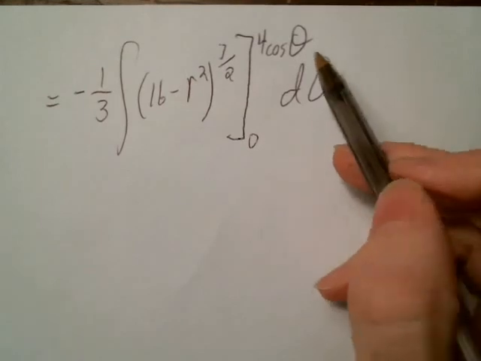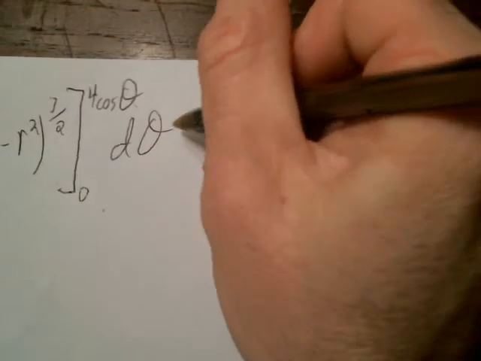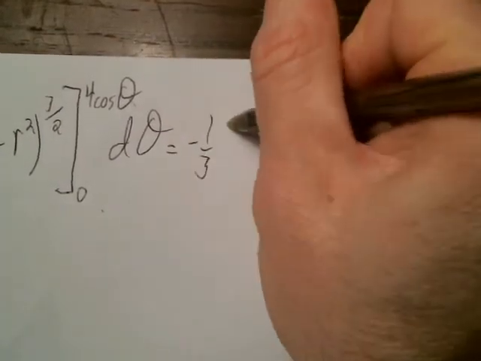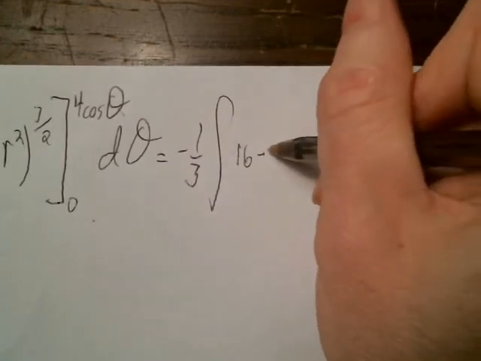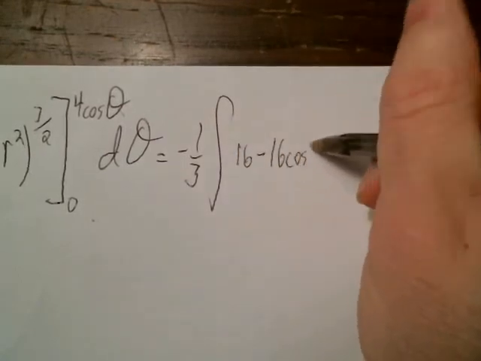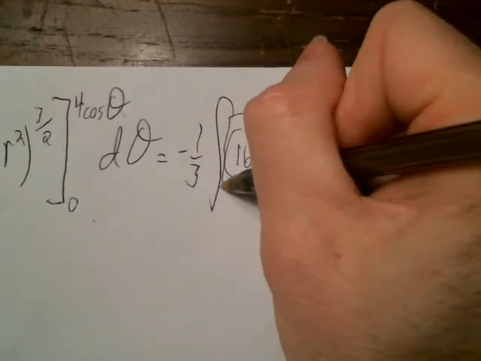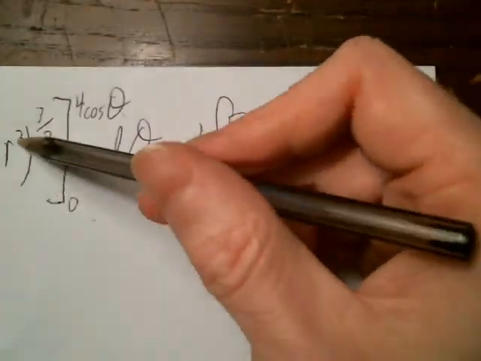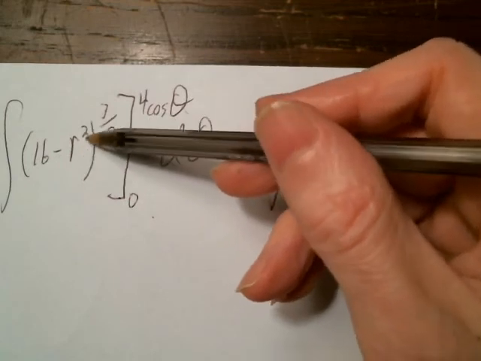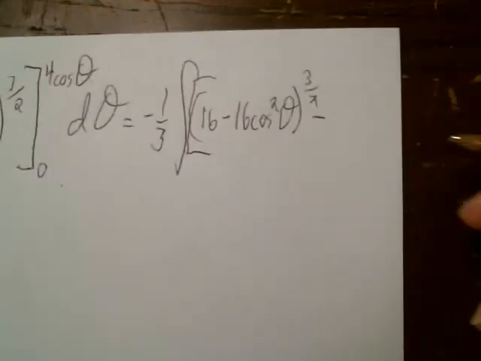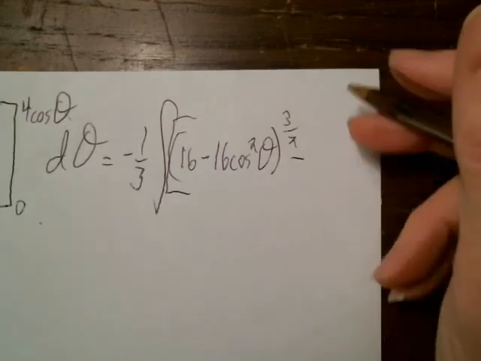Okay, so now I have to substitute in 4 cosine theta and then 0. So I'll have negative 1/3 integral. If you plug in 4 cosine theta, you'll get 16 minus 16 cosine squared theta, and this will be raised to the 3/2. And then minus, when I plug in 0, I'll get 16 minus 0, which is 16 to the 3 halves, which is 16 to the 1 half, which is 4, and then 4 cubed is 64.